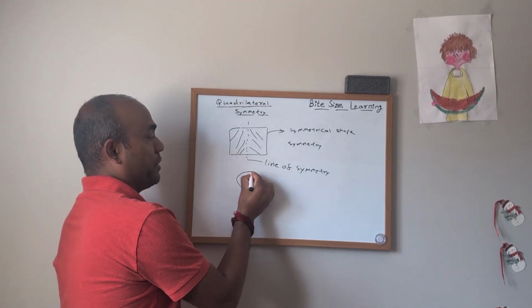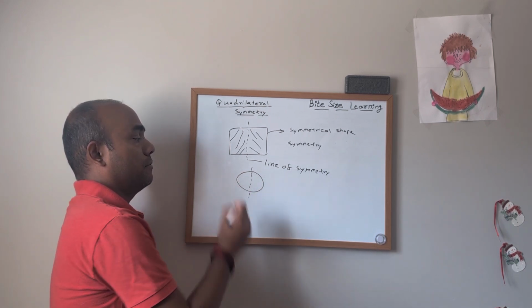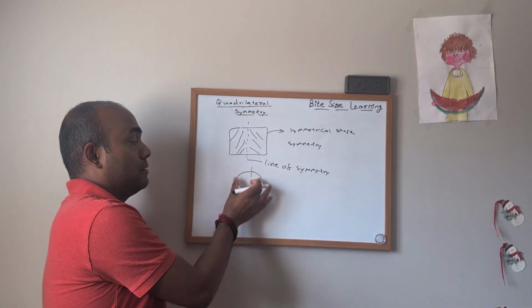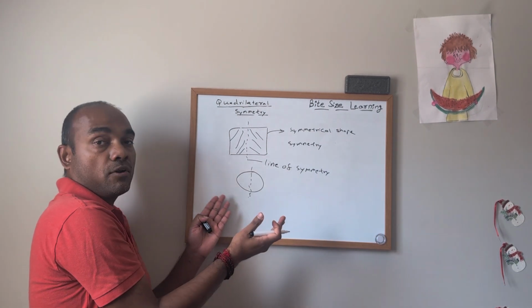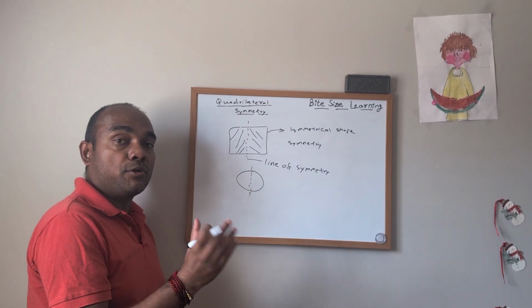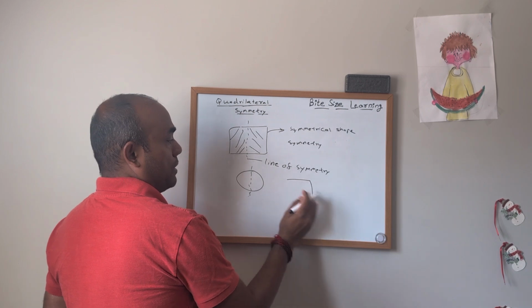So let's say you have a circle, you have an imaginary line, and across that imaginary line of symmetry, which is also called the diameter of the circle. So across the diameter of a circle, if you look, you will see that it is an exact mirror image of each other.